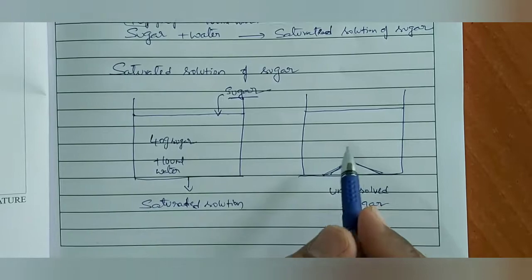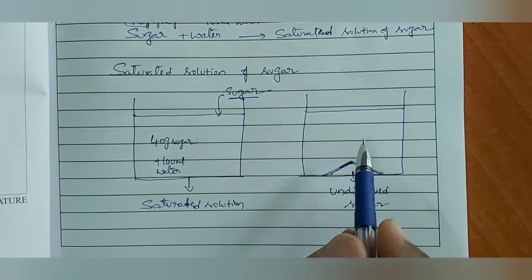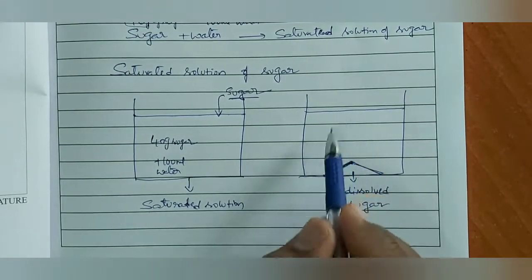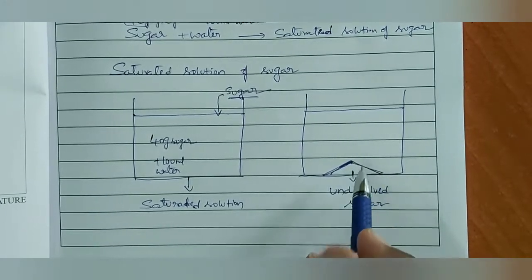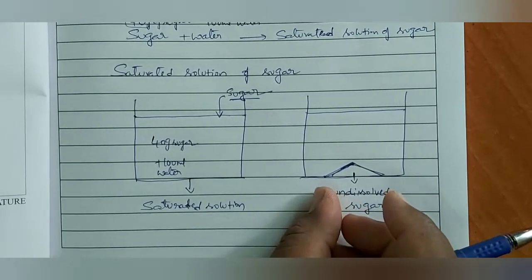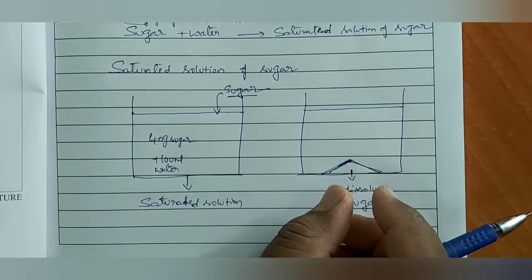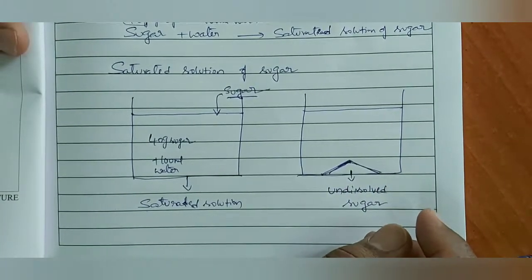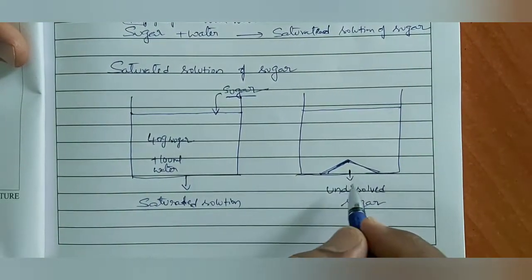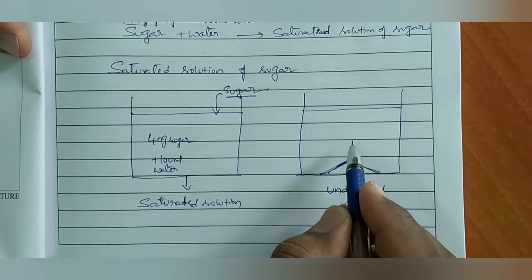This type of equilibrium is observed in solutions in which the solute is solid and the solvent is water. That's why these are solid in liquid solutions. Now there is an equilibrium established between undissolved sugar and dissolved sugar.